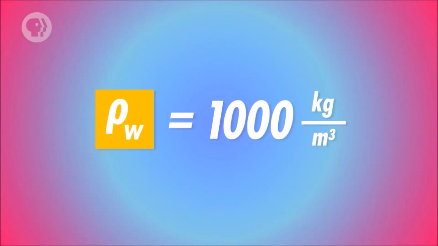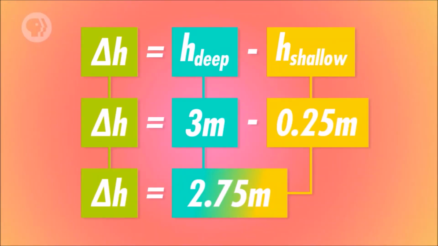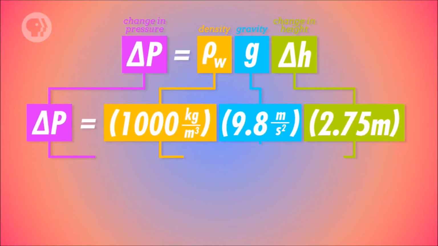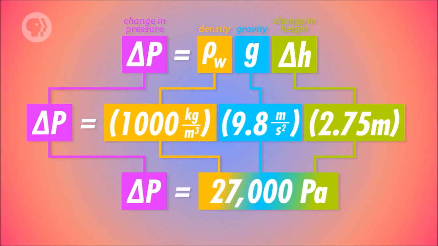So let's say you're swimming in a pool that's 3 meters deep and you want to know how much more pressure you'll experience at the bottom of the pool versus how deep you are now, which is, let's assume, 1/4 of a meter. The density of the water is 1,000 kilograms per meter cubed, and the change in distance to the surface is 2.75 meters, which means that the pressure at the bottom of the pool is 27,000 pascals more than the pressure a quarter of a meter down.